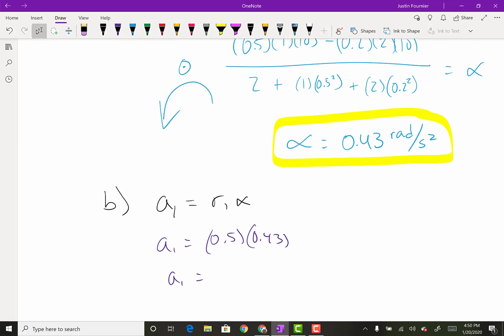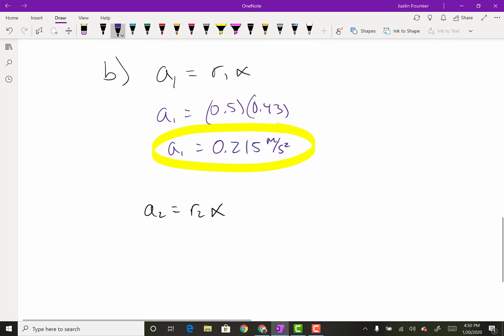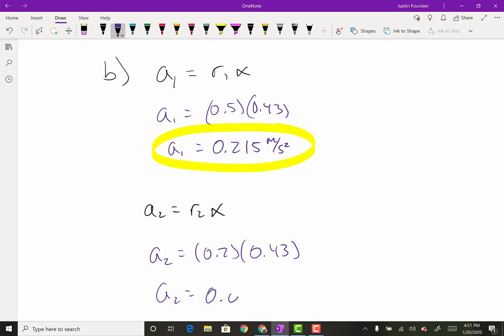So 0.5 times 0.43 gives a1 equals 0.215 meters per second squared. And then a2, same thing: a2 equals r2 times alpha, so a2 equals r2, which is 0.2, times the angular acceleration, 0.43. Almost done. 0.43 times 0.2 equals 0.086 meters per second squared.